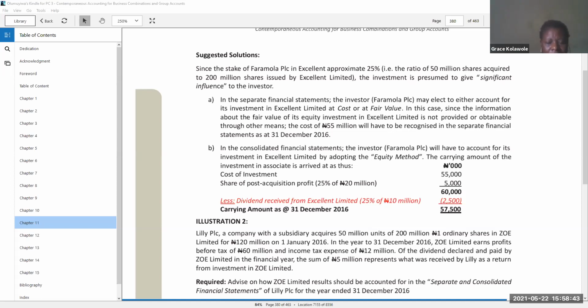Okay. I said my observation between this question and the first question is that in this second question, the profit before tax is 60 million and tax expense is 12 million. So the distributable profit out of which they can pay dividend is 48 million. So we will compute the profit share to Lily as 25%, and the dividend, we find 25% of the dividend, and that one is deductible from the profit share. That's my understanding.